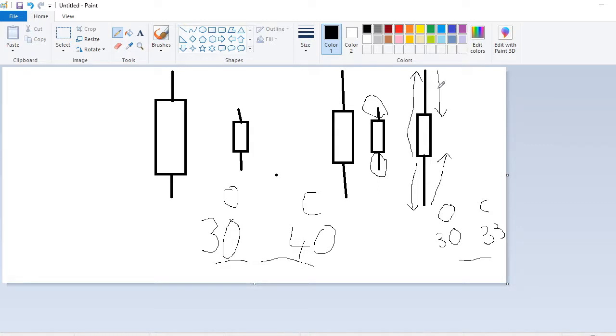It doesn't matter what the color is. If it is a red candle, then the trend is bearish, of course volatility is there. And if it is a green candle, the trend is a bit bullish, but again volatility. So it can be considered like that. Now we discussed the body and the wicks. Let's see one more thing.